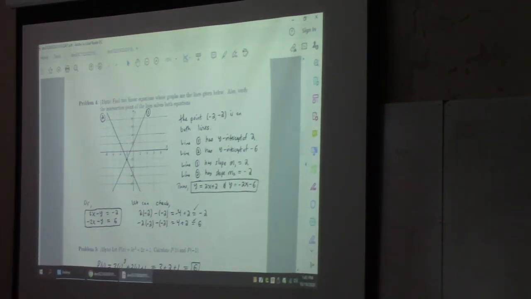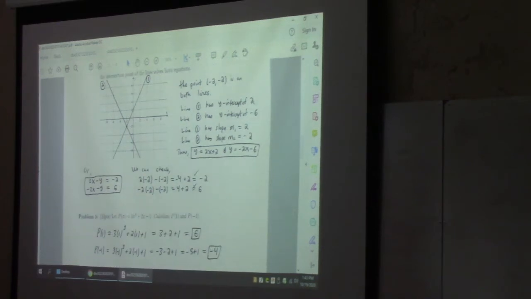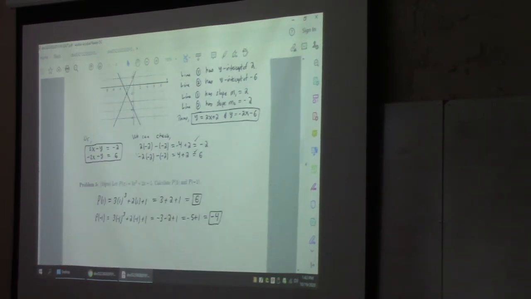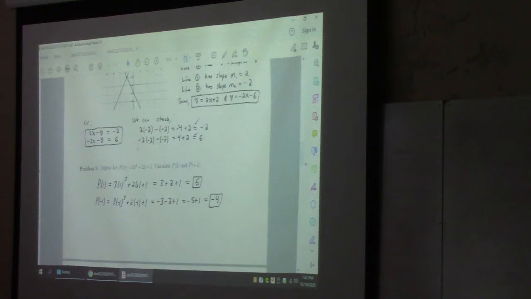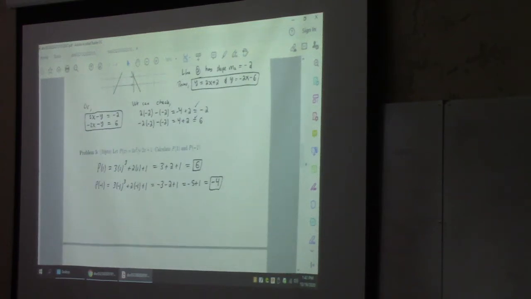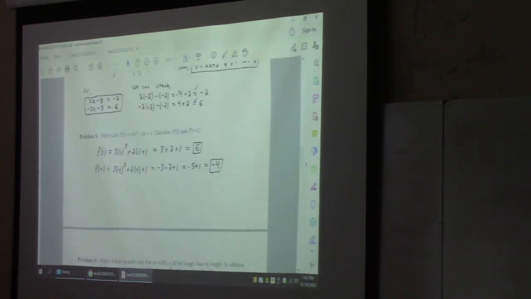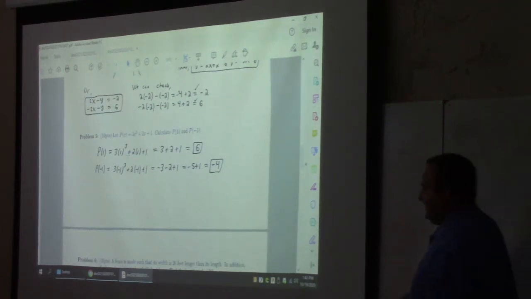All right, that was problem 4. So again, I would just urge you to practice how to find the equation of a line, either from a graph or from a couple points. A lot of you need to work on that. Maybe not so much the people who are actually here today, but certainly the class as a whole for sure.